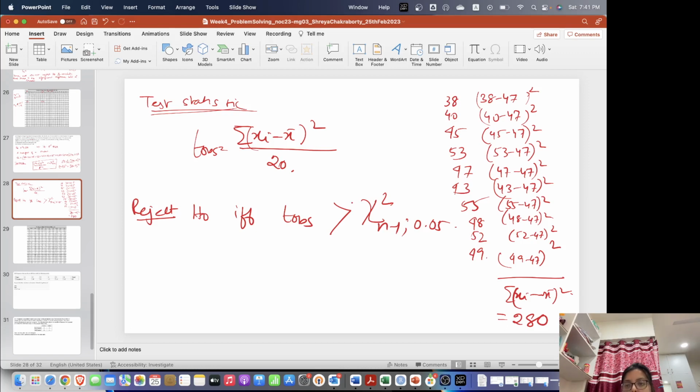So what we are going to have here: 9 square plus 7 square plus 2 square plus 6 square plus 4 square plus 8 square plus 5 square plus 2 square. How much do we get this?